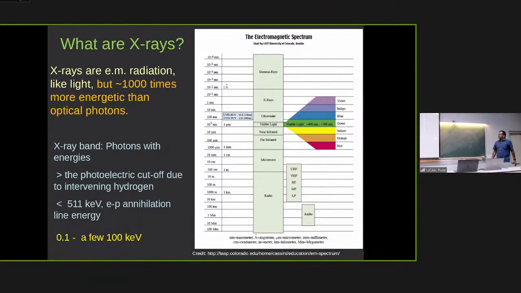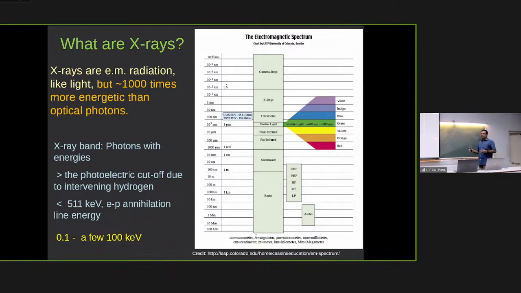So what are X-rays? X-rays, of course, are electromagnetic radiation, like visible light. But the energies of these X-ray photons are 1,000 times more compared to the energy of the visible light photons. That's the difference. We have to remember that X-rays are 1,000 times more energetic compared to visible light photons.